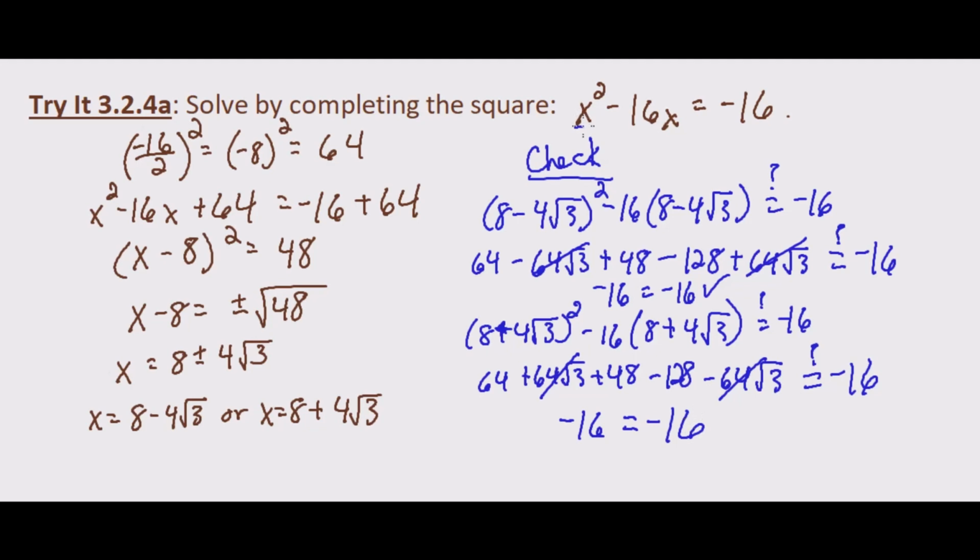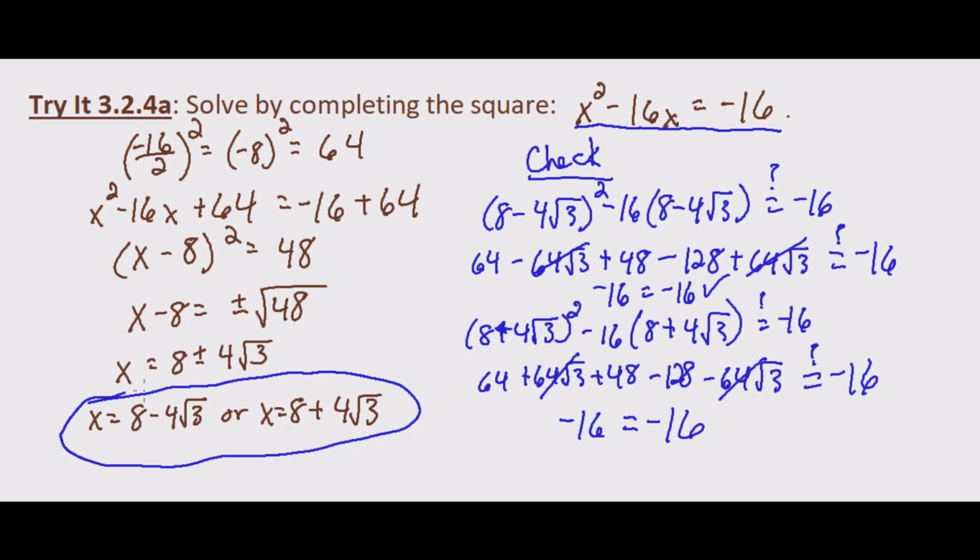So when x squared minus 16x equals negative 16, x equals 8 minus 4 times the square root of 3, or x equals 8 plus 4 times the square root of 3.